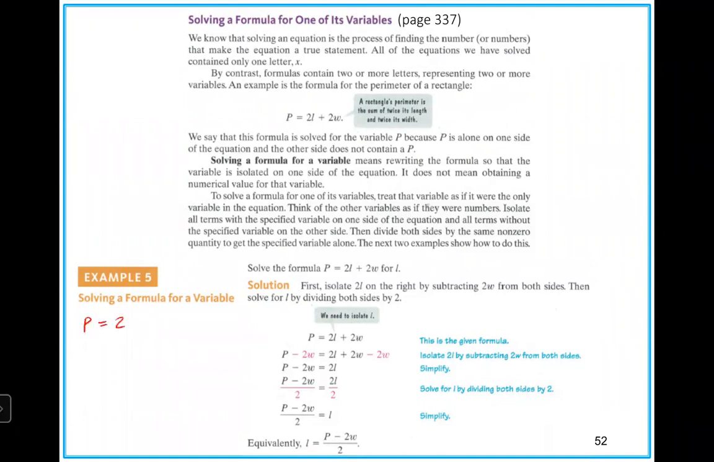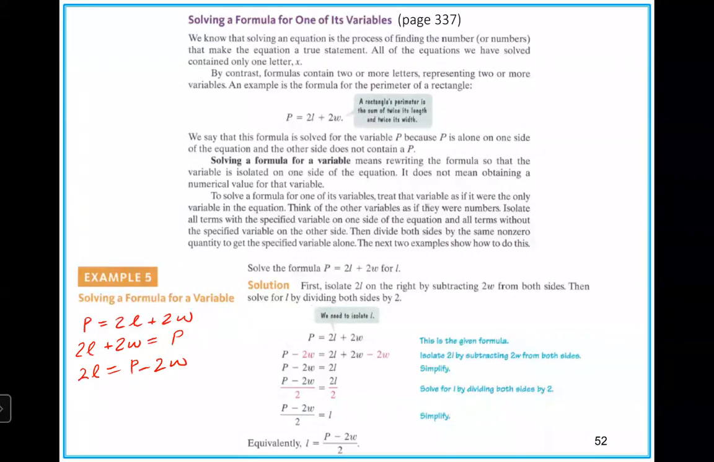P equals 2L plus 2W. So if you want to solve for L, which is on the right-hand side, some persons prefer to just change the formula around to 2L plus 2W equals P. So all we do is change the order around. And then, since we're trying to solve for L, we could say 2L equals P minus 2W.